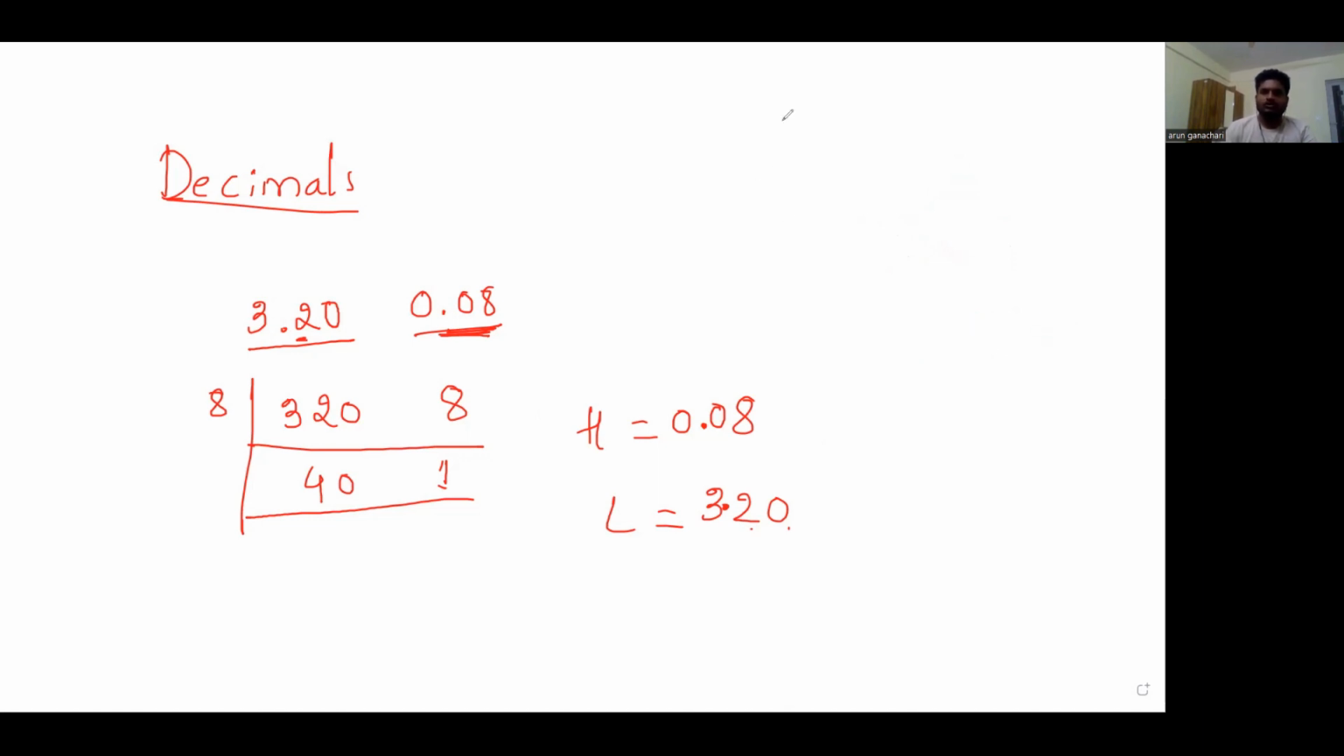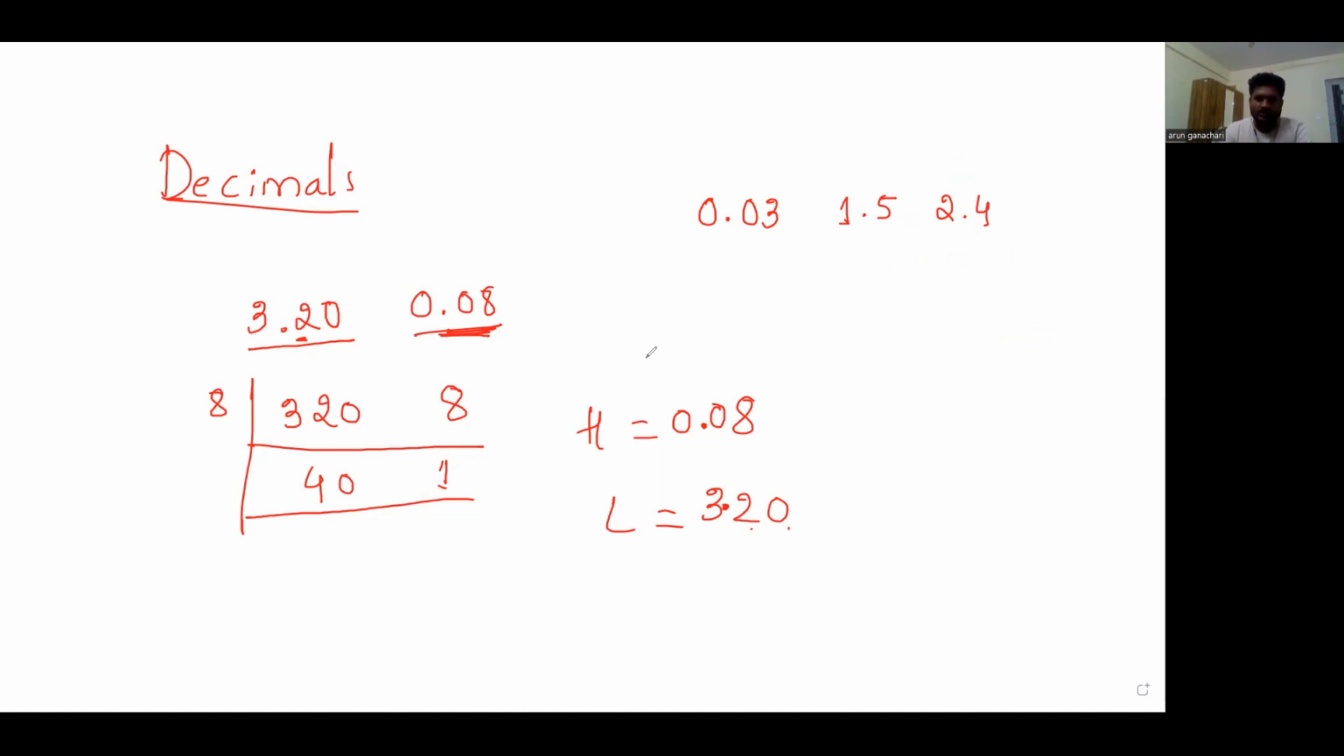Okay, let's solve one more. What is the HCF and LCM of 0.003, 1.5 and 2.4? We have 3 digits now, but the rule remains the same. It is immaterial how many digits there are.